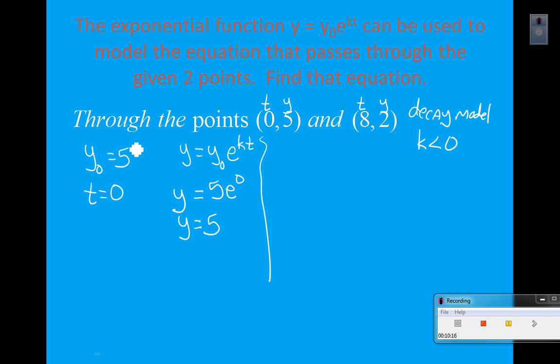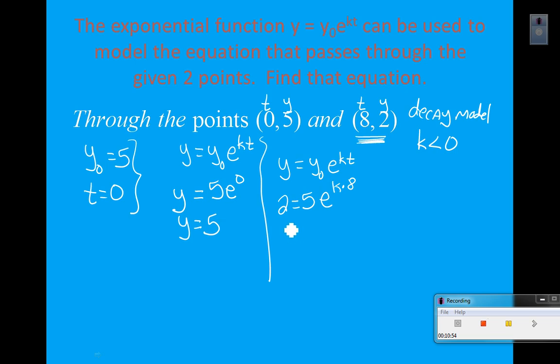Let me take this information, though, along with this ordered pair. And that's going to help me find the value of k. So here's what I need to do. Let me use y equal y sub 0 e to the kt again. In place of y, let me plug the 2. In place of y sub 0, let me plug my 5. e to the k times 8. Because over here just showed me what it is at time 0. That didn't help me any.